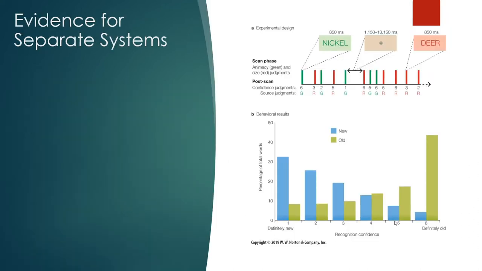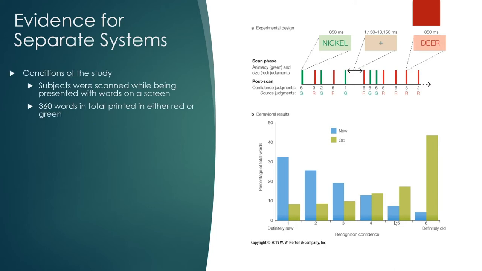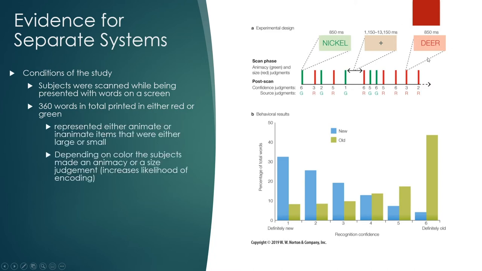This was a study that looked at all of those different pieces within one study to try to see if we could tell whether there were separate systems involved in recollection versus just recognition. What they did is they scanned all of these subjects while they presented words on the screen. That's up here, you have this paradigm. There were 360 words, and they were printed in either green or red. They represented either living or non-living things, so animate or inanimate objects. Nickel is an inanimate object, deer is a living thing, an animate object.